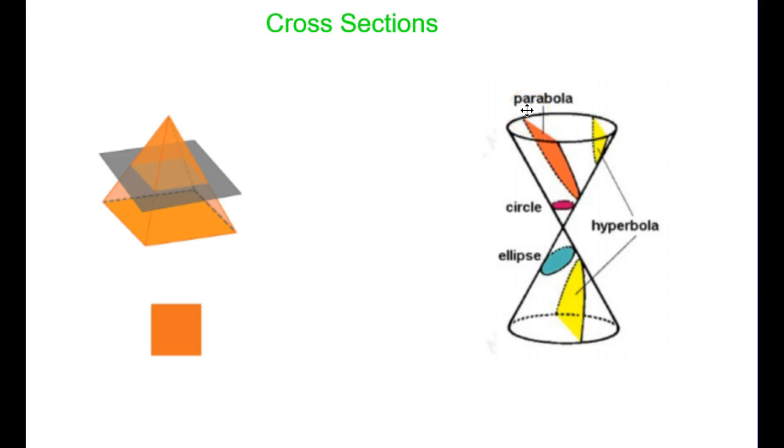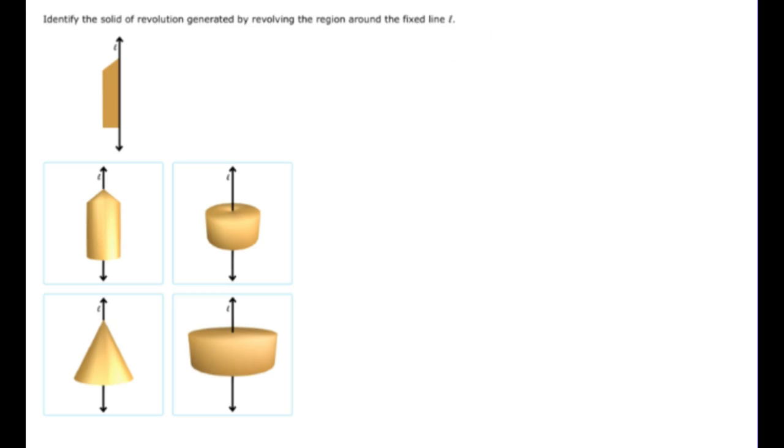If we slice one portion of the cone starting at the top, that's going to create a parabola, which we talked about in Algebra 1, the U-shaped graph. And if we slice it so that it goes through both portions of the cone, the top and the bottom, it's going to create what's called a hyperbola. So depending on the angle and where we start our cross-section at, it can create many different shapes.